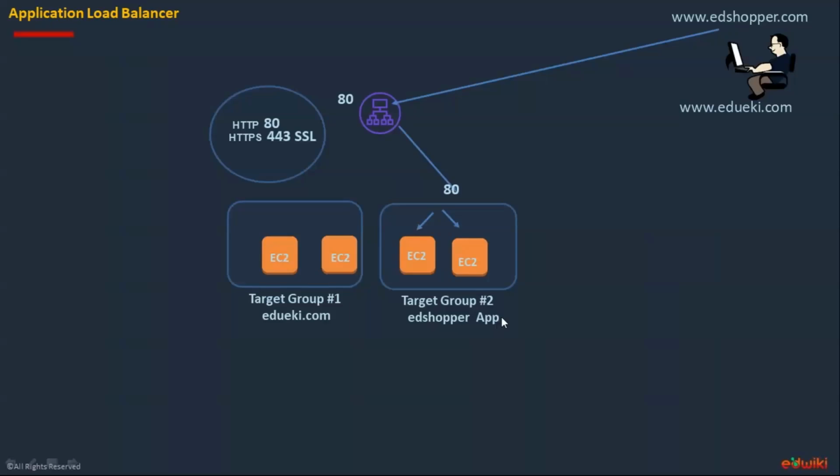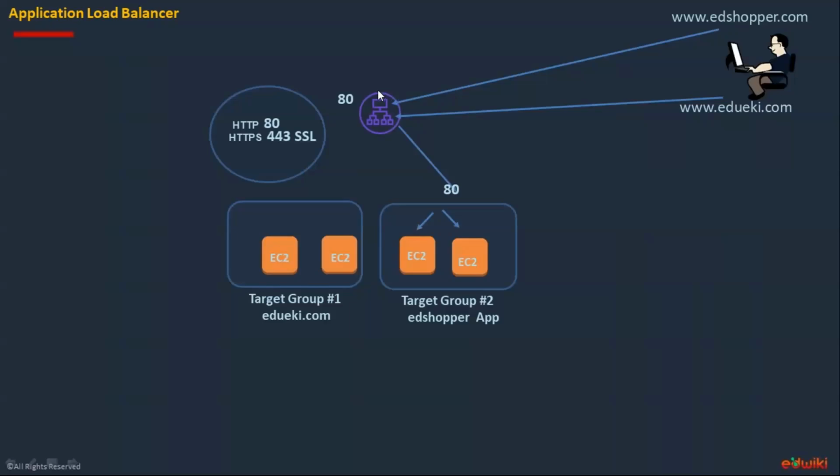I have 2 websites that I'm serving here. One website from one target group, another website from another target group. I have a total of 4 servers. Here, the edueki.com request can also go to the same load balancer. This time, the load balancer can understand which website the request is for. It can analyze that, guys.